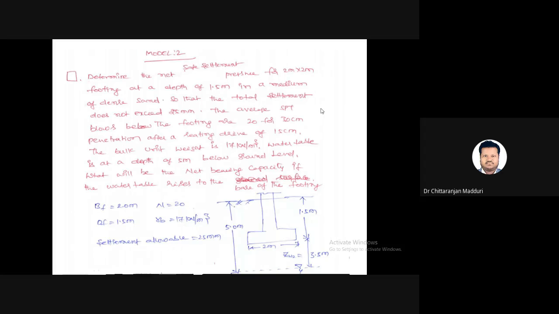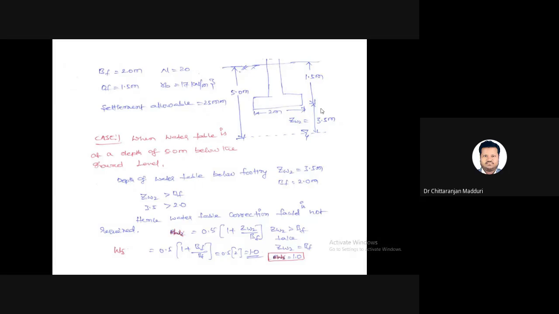So first we need to find out the net allowable pressure when the water table is as shown in the figure. Then in the second case, we need to find out the net allowable bearing pressure when the water table is at the ground surface. Here width of the footing equal to 2 meters, depth of the footing equal to 1.4 meters, SPT number equal to 20, gamma B is equal to 17 kN per meter cube. So allowable settlement is 25 mm, so we need to use the 25 mm settlement equation. So this is case one, when the water table is at a depth of 5 meters below the ground level.